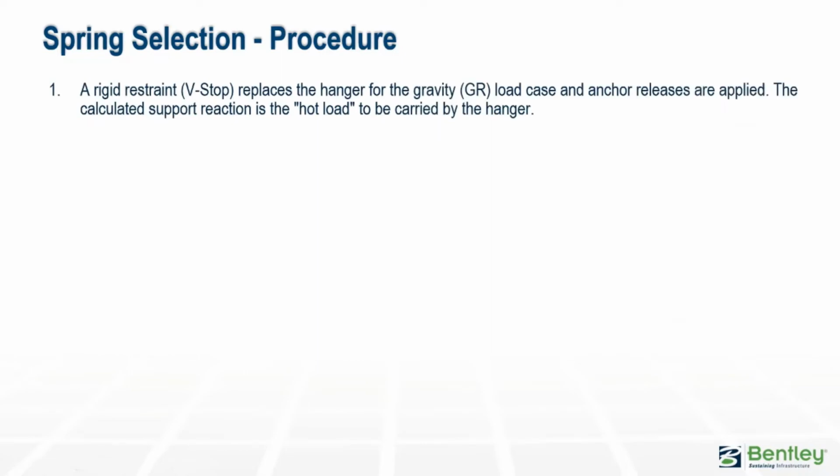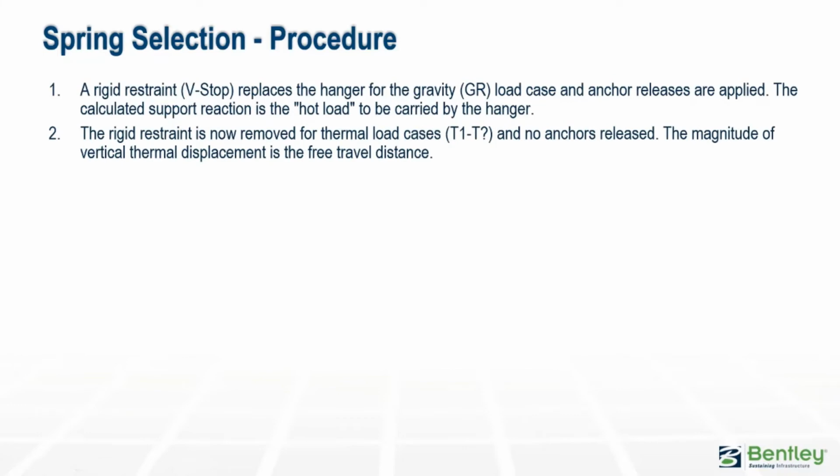So let's look at the spring selection procedure. First, a rigid restraint or a V-stop replaces the hanger for the gravity load case, and any anchor releases are applied to the model. The calculated support reaction is what's considered the hot load to be carried by the spring hanger. Then the rigid restraint is removed for the thermal load cases and no anchors are released. The magnitude of the vertical thermal displacement that's calculated is considered the free travel distance.